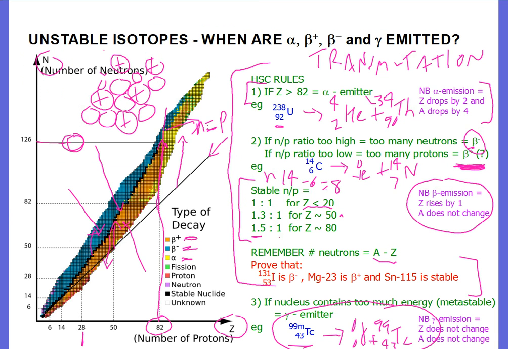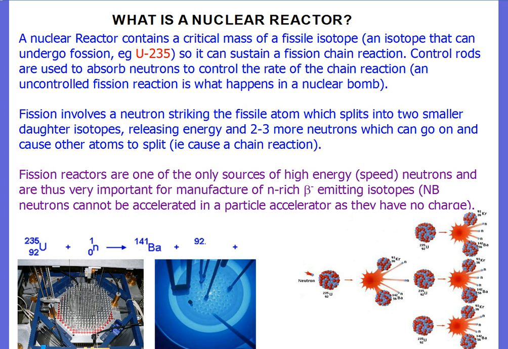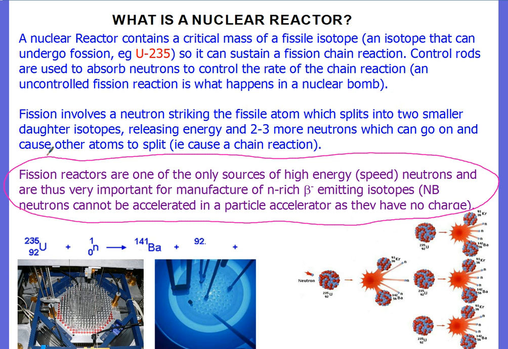Quick, let's move on. What is a nuclear reactor? This is where we make some of our radioisotopes. You can pause it here and read all about reactors. The key idea is that fission reactors or nuclear reactors are one of the few places you can actually get high-speed neutrons. And high-speed neutrons are needed to manufacture neutron-rich beta-emitting isotopes. There's an equation here you should be able to fill in. This is a fission equation. You should be able to figure out what that equation is by filling in the numbers.